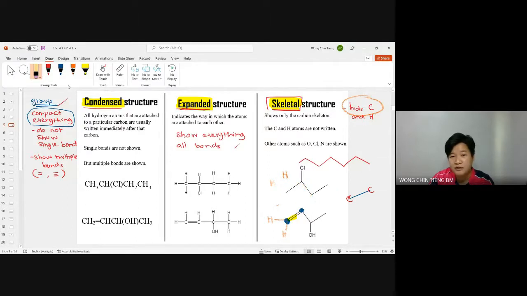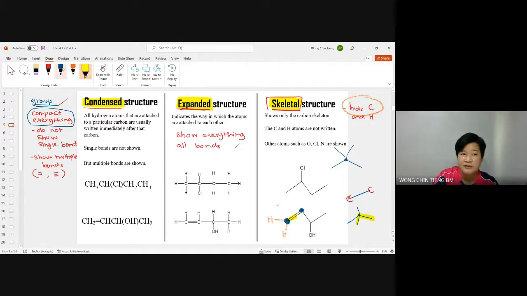First and foremost, remember tetrahedral? Okay? Kenapa lukisan dia adalah macam ni? Sebab carbon ni yang pegang dua lagi hydrogen, the dua hydrogen adalah like this. The tetrahedral of a carbon bila dia pegang empat ikatan. Sebab tu kita selalu akan lukis dalam bentuk like this.